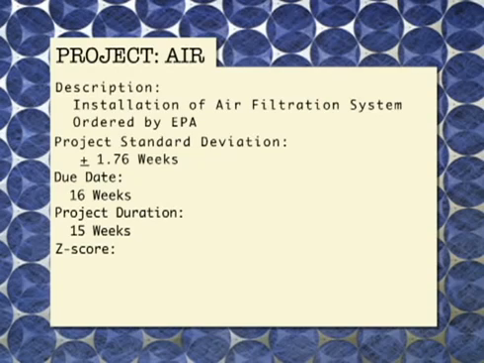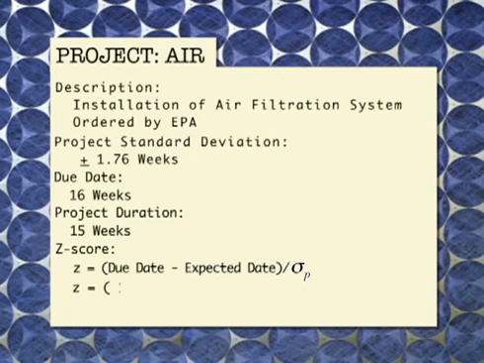What we're going to do is use a very simple formula. Z is equal to due date minus expected date divided by the project standard deviation. So we said we had a due date of 16 weeks. Our project duration, we expect to have it done in 15 weeks. And we know that our project standard deviation is 1.76 weeks. So when we calculate this, we come up with a z-score of 0.57. Now what does that mean?